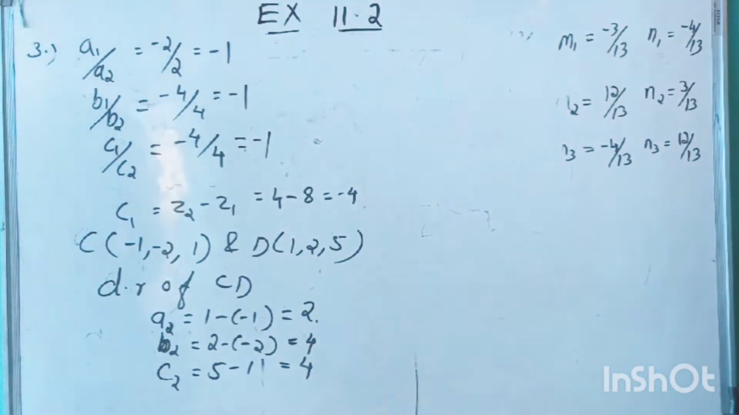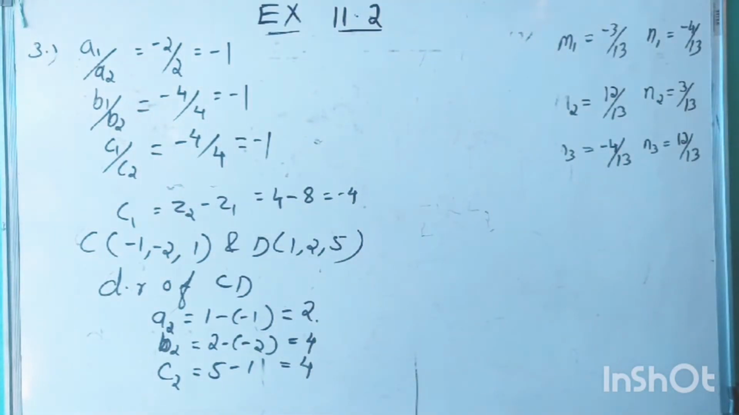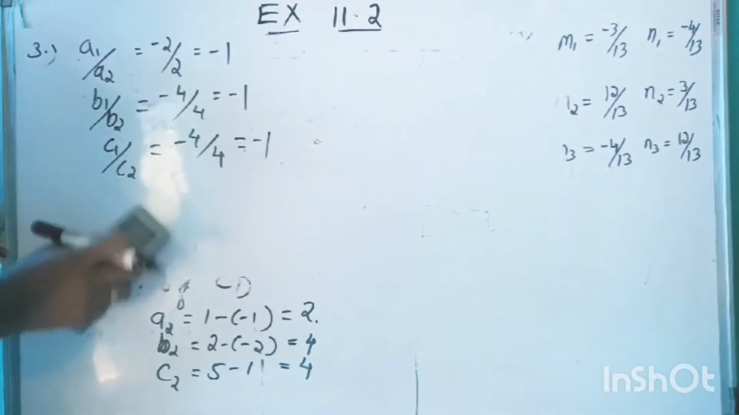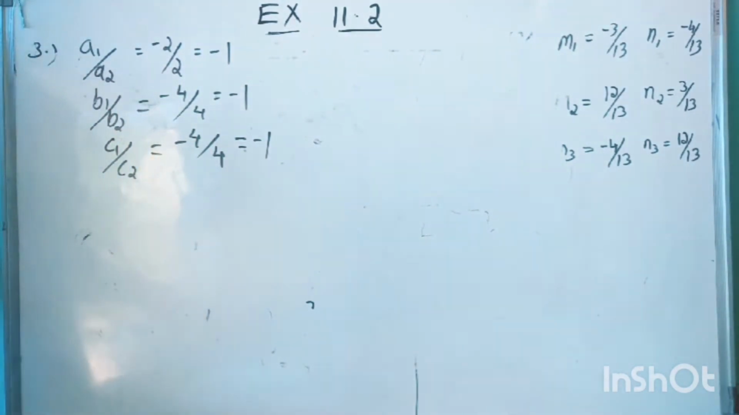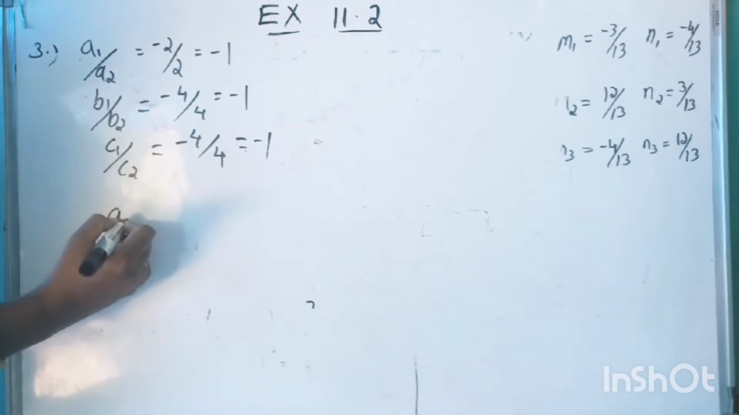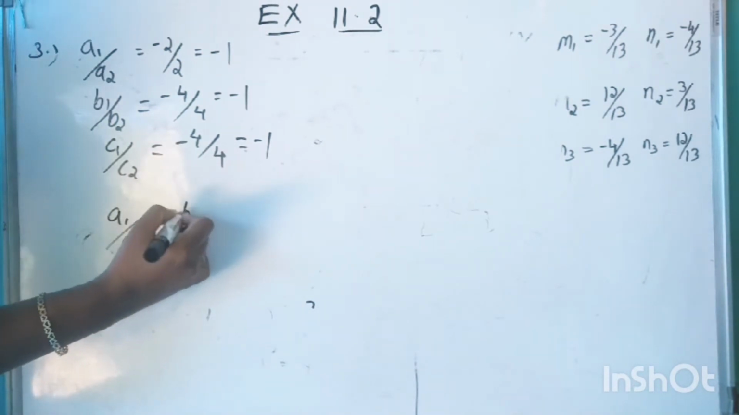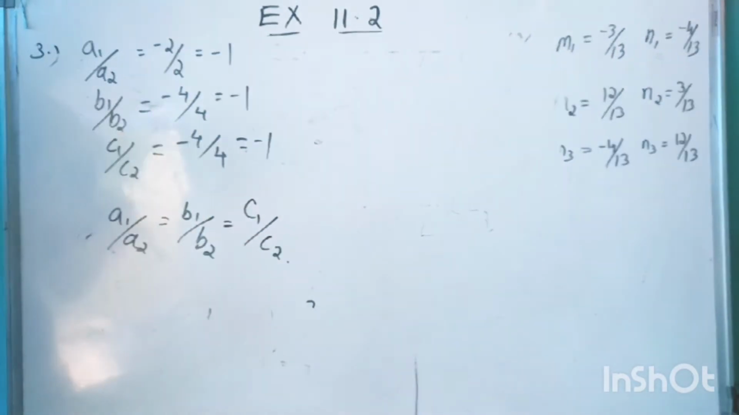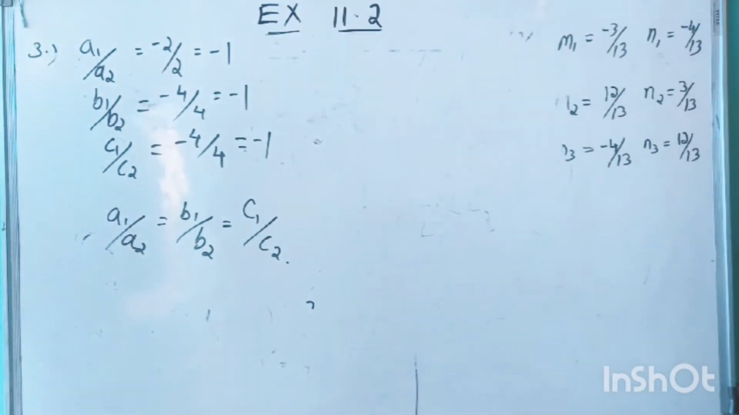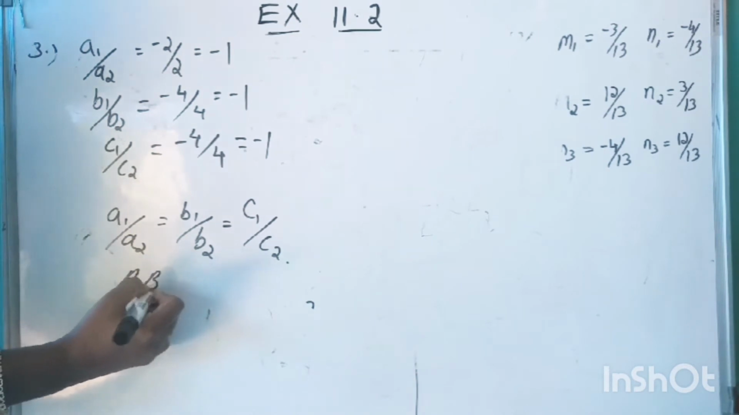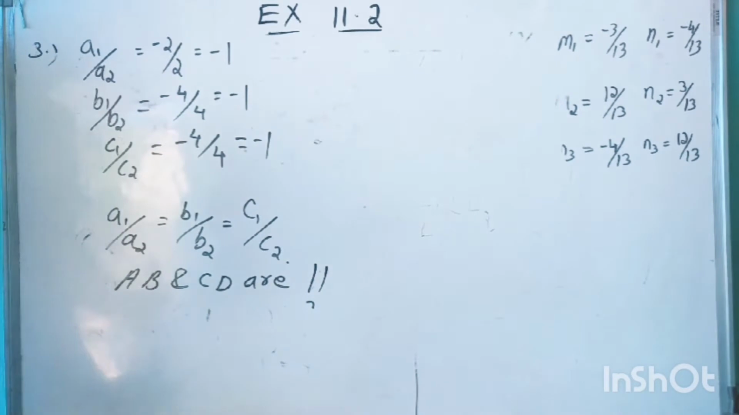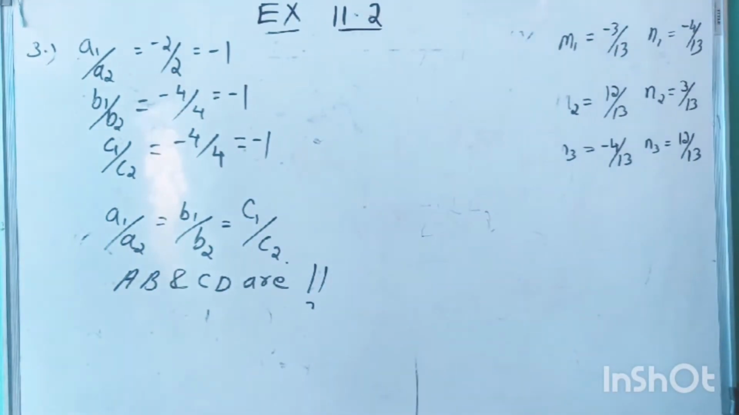A1 by A2 is equal to minus 1. B1 by B2 is equal to minus 1. C1 by C2 is equal to minus 1. That means A1 by A2 is equal to B1 by B2 is equal to C1 by C2. Therefore, the lines AB and CD are parallel.